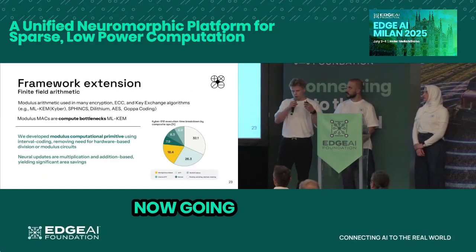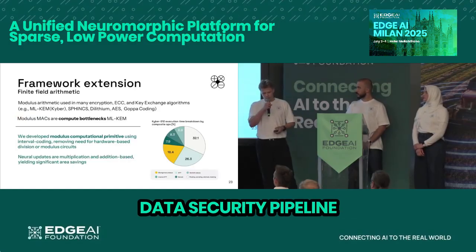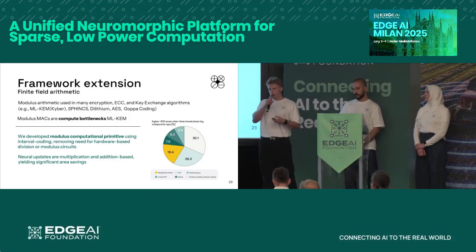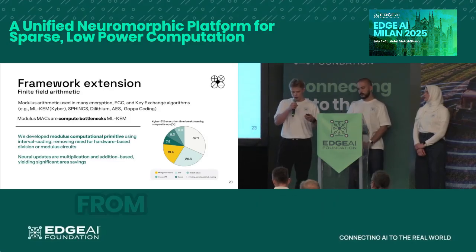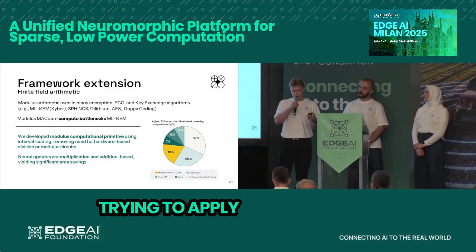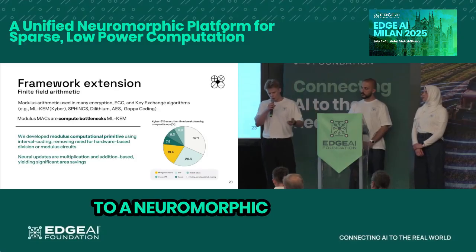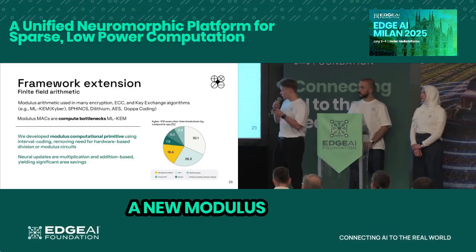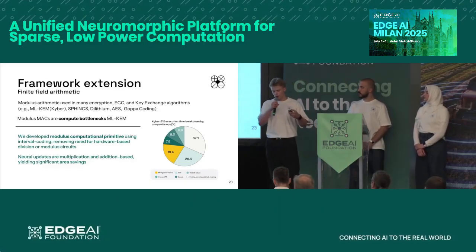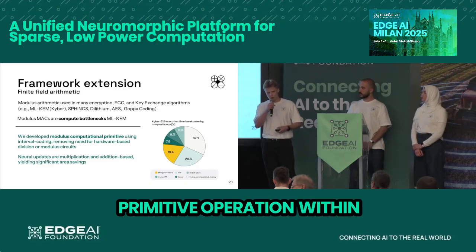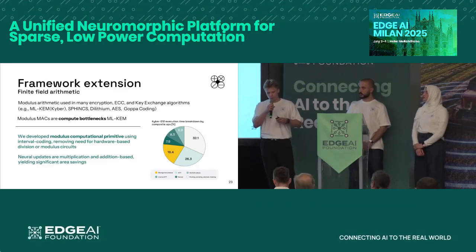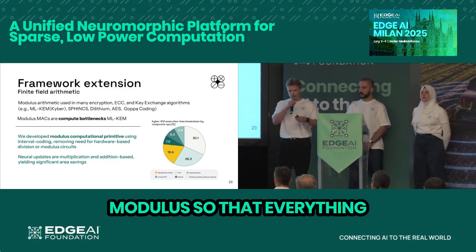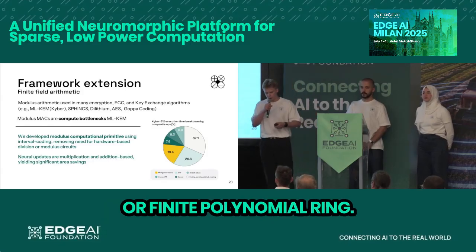Now, going further, we did mention this data security pipeline, and this is something where we had to spend some time and extend this framework even further. I think it's very novel from our end to apply cryptography to a neuromorphic framework. What that took is that we had to apply a new modulus primitive, because this is a very important primitive operation within the cryptography domain, where most arithmetic is done using modulus, so that everything stays within a finite field or finite polynomial ring.